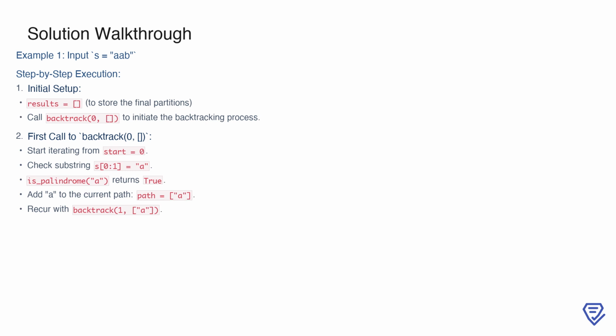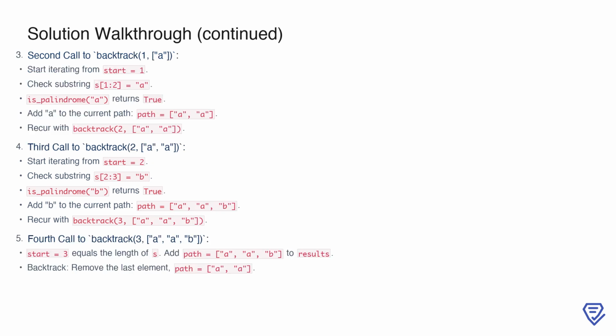In the second call to backtrack, we now start iterating from index 1. Here, we check the substring s[1:2], which is another a. Again, the is_palindrome function confirms that it is a palindrome, so we add it to our current path, making path equal to [a, a].